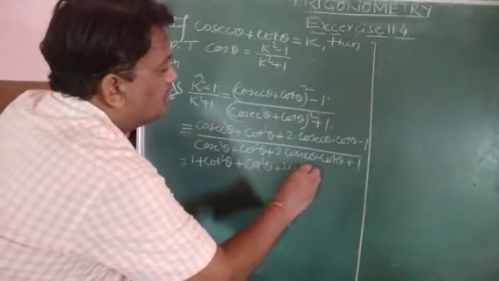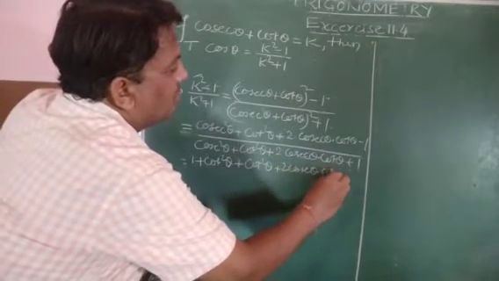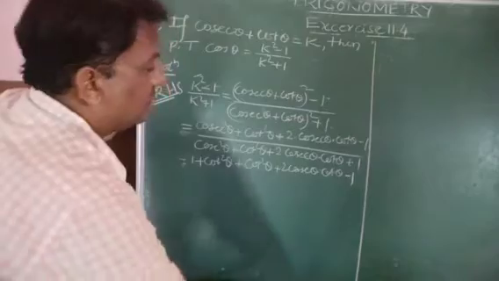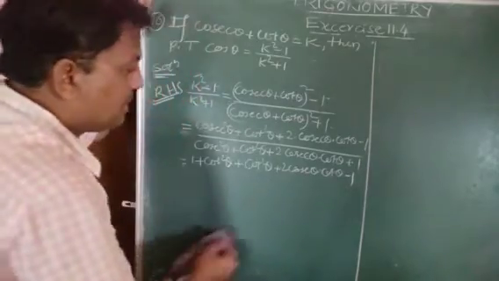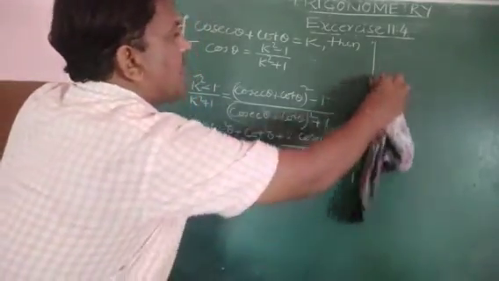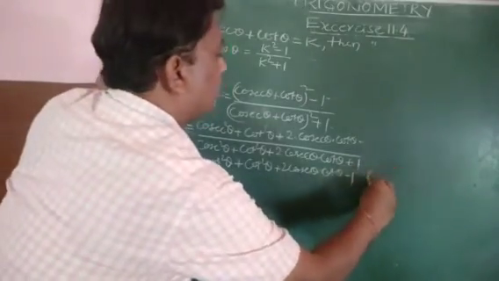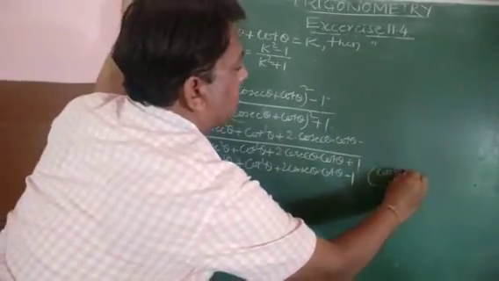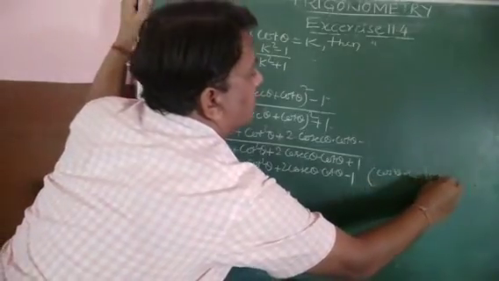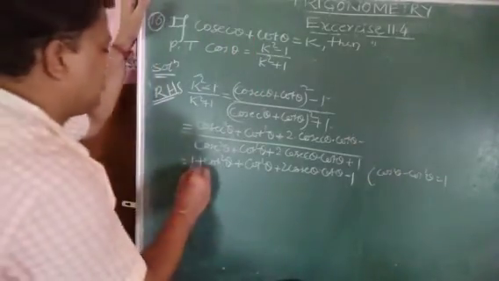Plus 2 cosec theta cot theta minus 1. But we need some space to write, to show that we have used this identity. Here, what do we use, children? Cosec square theta minus cot square theta is equal to 1.